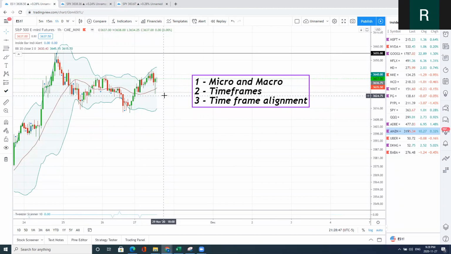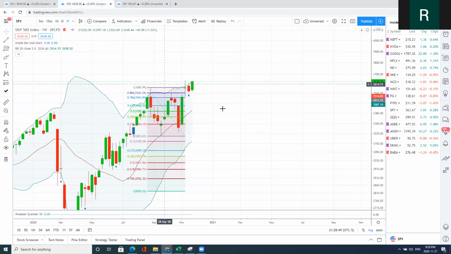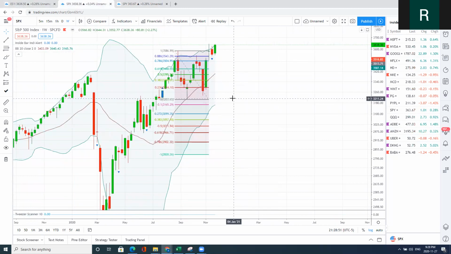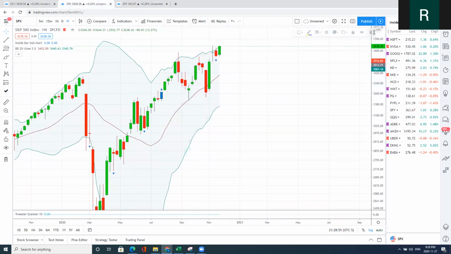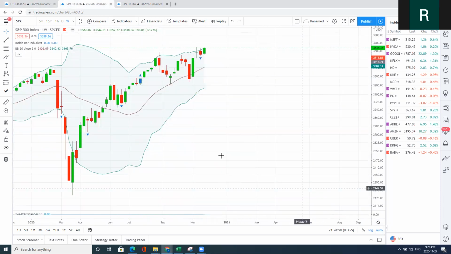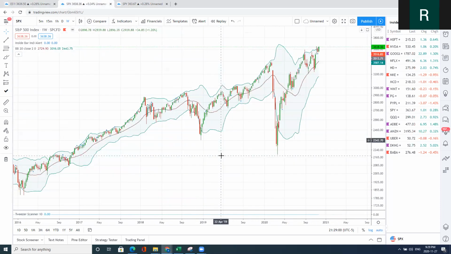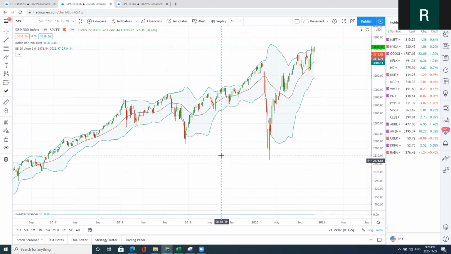So the next one is the macro. How do we apply Fibonacci to higher time frames? Well, I'm on the weekly chart here for the SPX, and I wanted to show you guys how you can use this on the weeklies, and I also want to talk about time frame alignment. Okay, so time frame alignment is also very important.